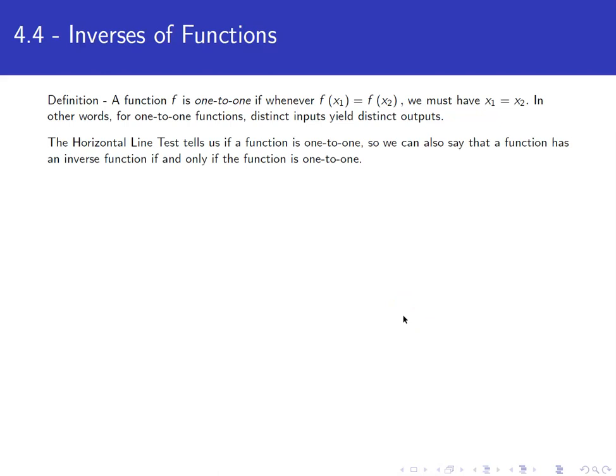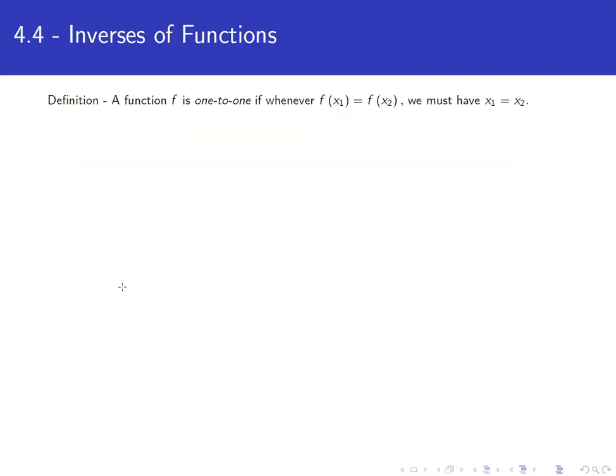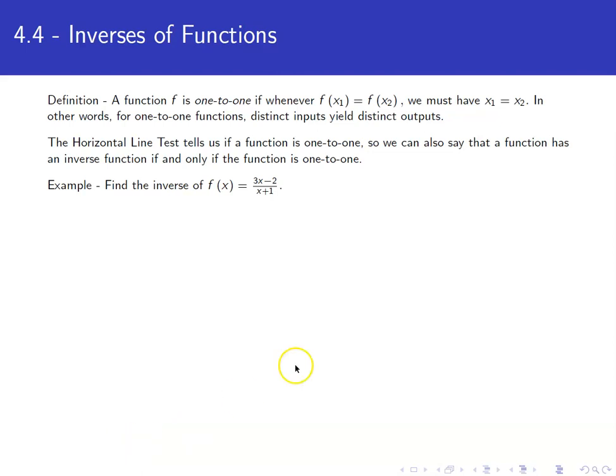So what the horizontal line test is really telling us is whether or not a function is one-to-one. Because if I scroll back, here is something that doesn't pass the horizontal line test. Let's just look at the x-axis. Notice at -2 and at 0 and at 2, we've got 3 separate inputs that give us the same output, not one-to-one. So the horizontal line test again tells us if a function is one-to-one. So we can say that a function has an inverse function if and only if the function itself is one-to-one.